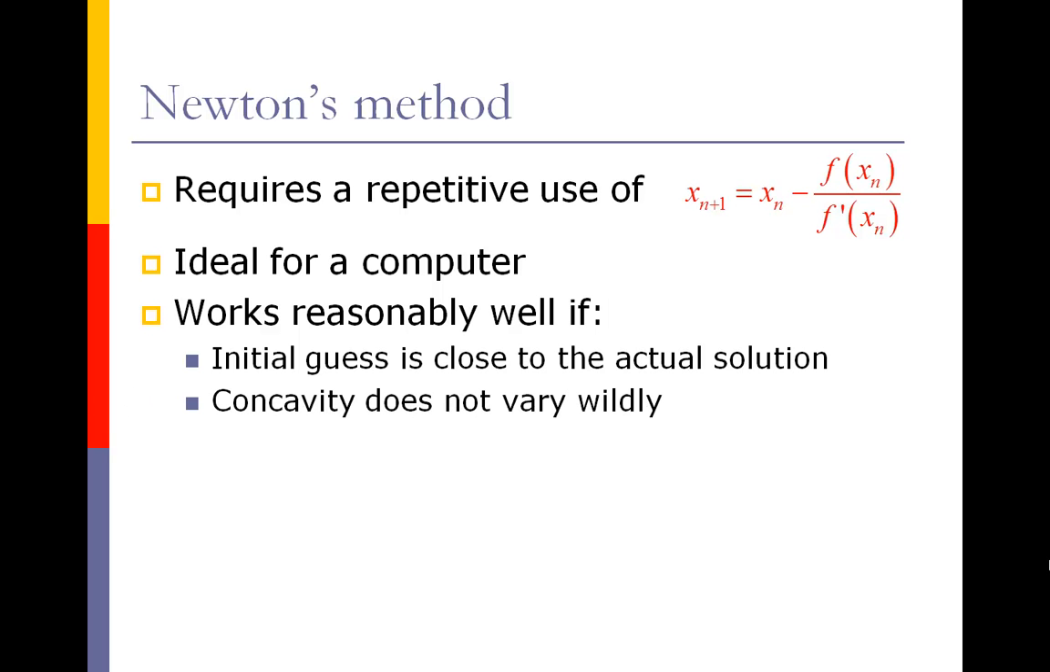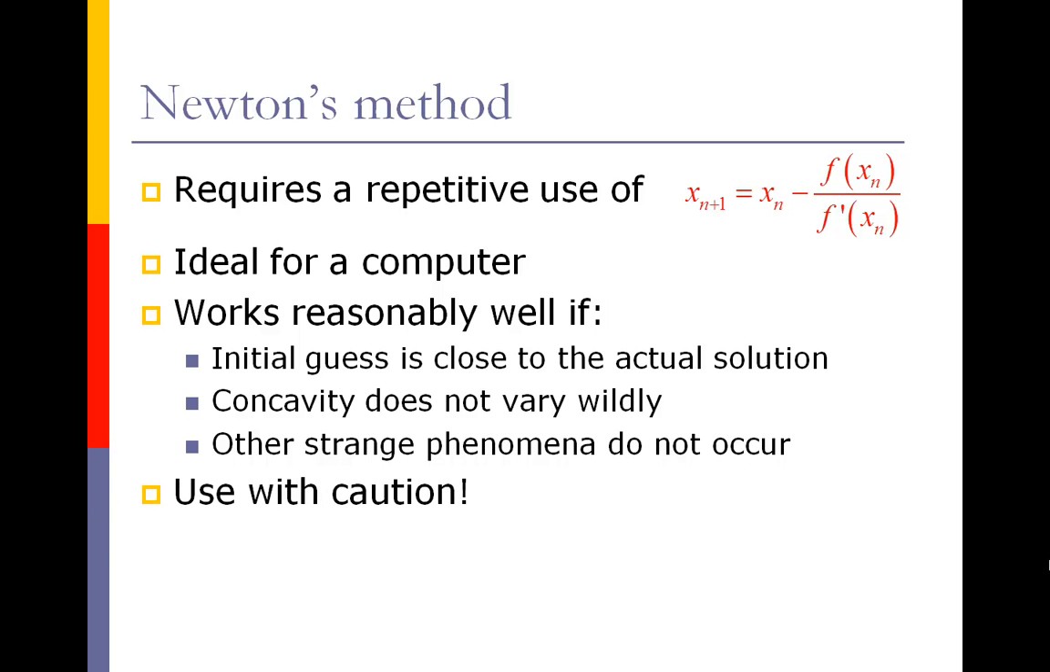Also, it works reasonably well as long as the concavity does not change wildly. So we want a curve which is a quiet curve. It curves, but not that much. If the concavity really goes wild, then we may have a problem. There are other strange phenomena that may happen. But again, we're not going to go too much in depth in analyzing what kind of phenomena make Newton's method go awry. Just be aware of the fact that they exist. So therefore, use this method with caution, but use it.